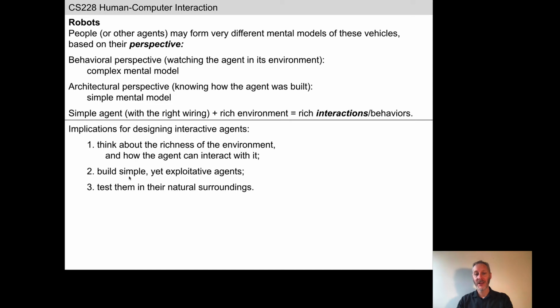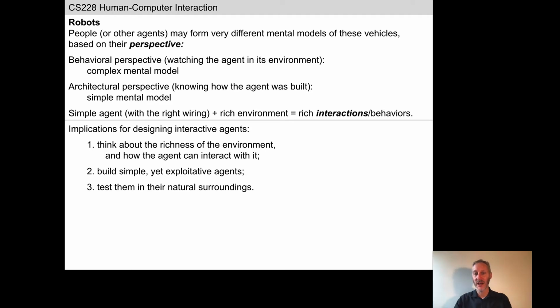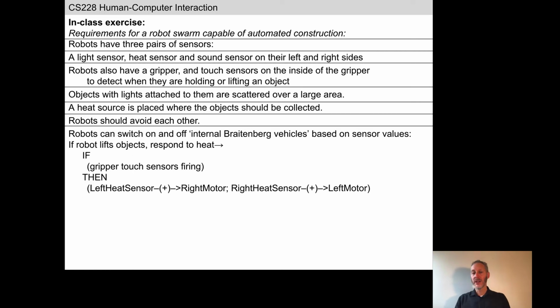And that will often lead to simpler designs where the agent is exploiting its interaction with the environment rather than sitting passively and thinking complex thoughts about how to do what it needs to do in its environment. Okay, so a lot of things we've heard already when we were thinking about designing interactive systems, but mapped onto self-motile interactive technologies.